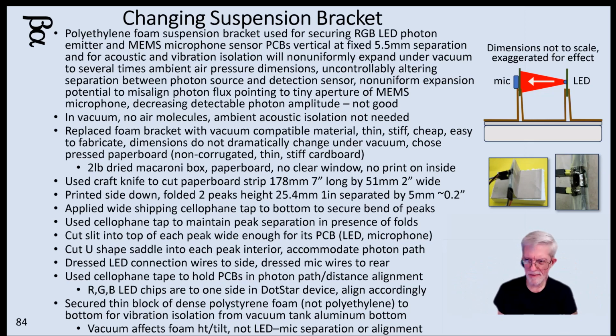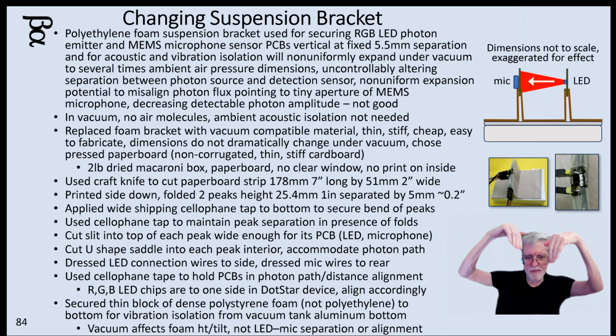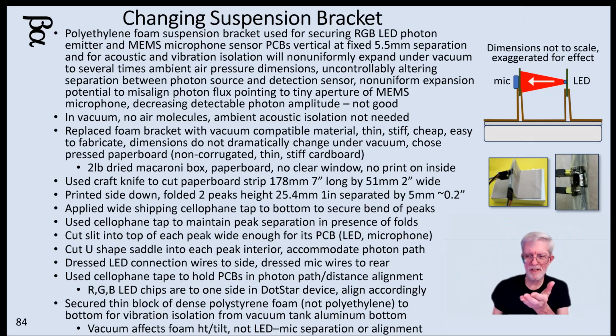So I changed what it was mounted on. I got a paperboard macaroni box, and I cut a little strip of it, and then I bent 2 little peaks in it that were 5.5 millimeters apart, and cut slits in the top, and then I put the printed circuit boards in there. I put tape on the bottom to hold the folds in place, and then I put a block of regular styrofoam underneath it just to isolate it from the metal aluminum bottom of the vacuum tank. So that was my cobbled together suspension inside the vacuum tank.